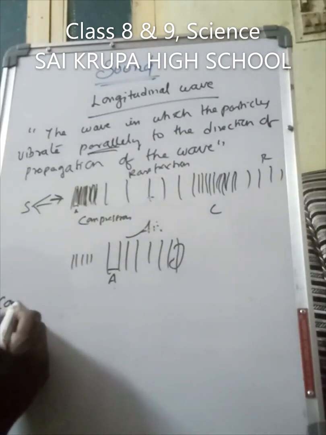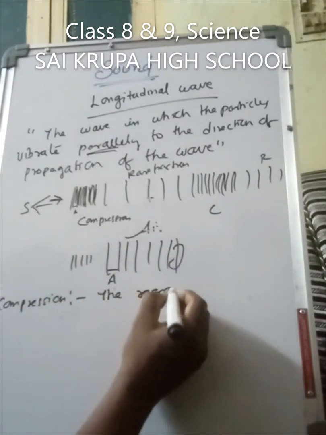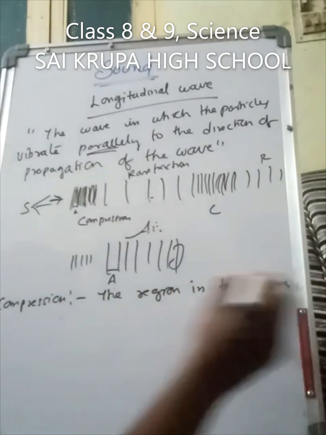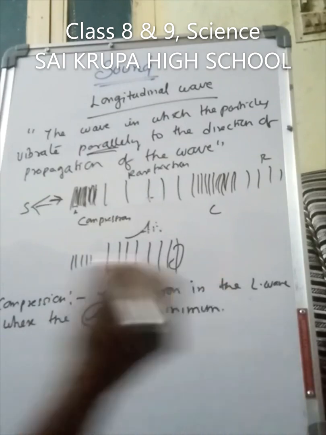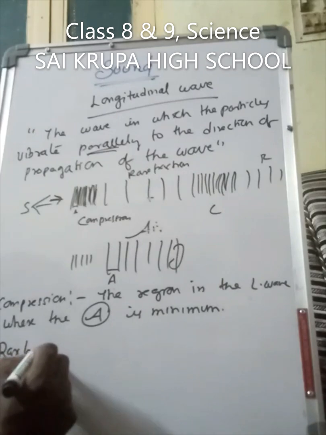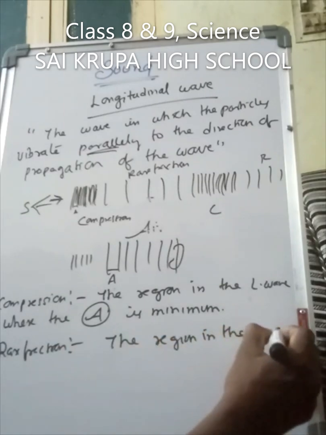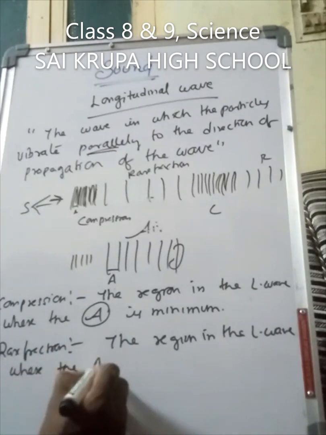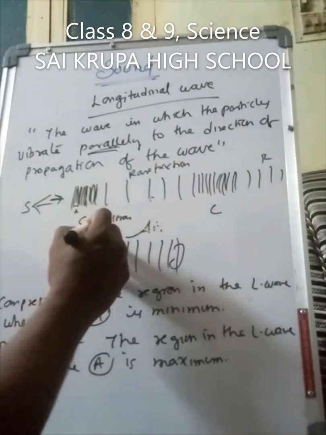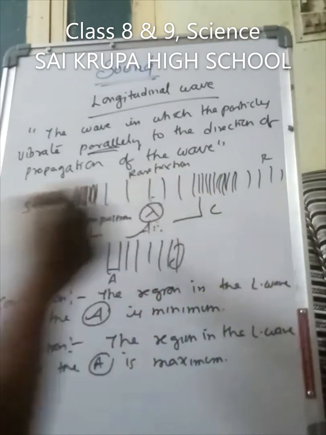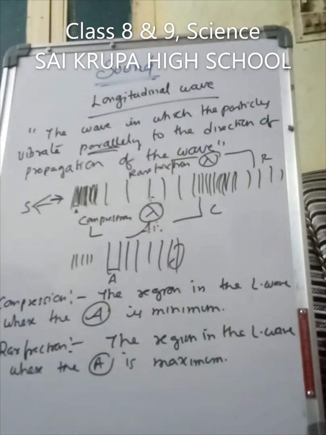So what does compression mean? How do you define the term compression? The region in the longitudinal wave where the amplitude is minimum is called compression. Then what is rarefaction? The region in the longitudinal wave where the amplitude is maximum is called rarefaction. The distance between any two successive compressions is equal to the wavelength lambda. Similarly, the distance between any two successive rarefactions is also considered as the wavelength lambda.